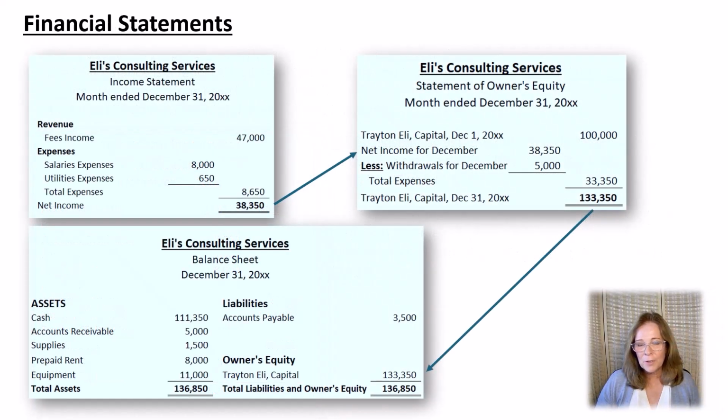Next are the financial statements. Let's start with the income statement. We go back to our trial balance. We enter the fees income of $47,000 from our trial balance. We enter the expenses for salaries expenses of $8,000 and utility expenses of $650, and then subtract the total expenses of $8,650 from the revenue of $47,000 and calculate net income of $38,350.